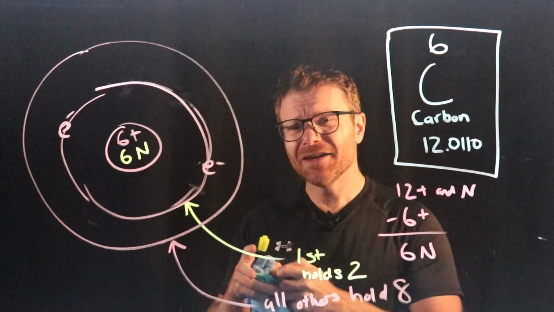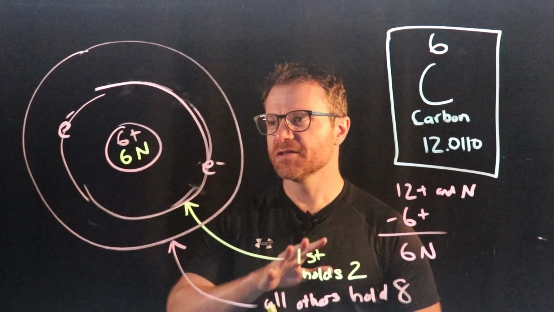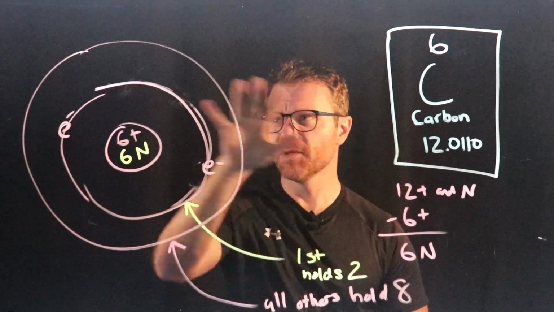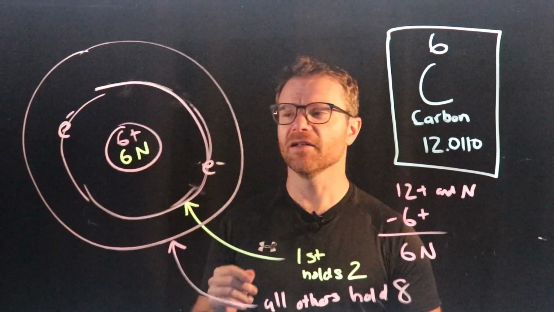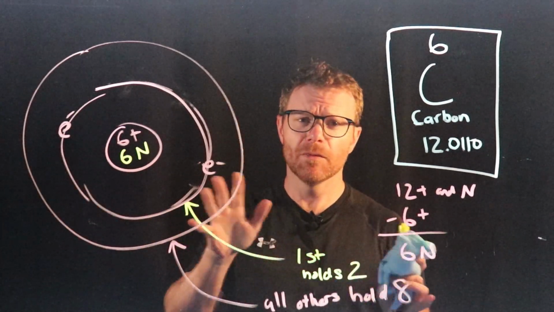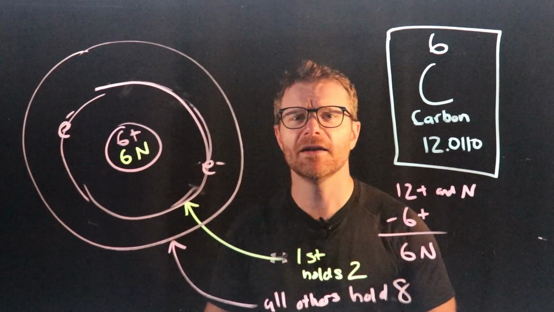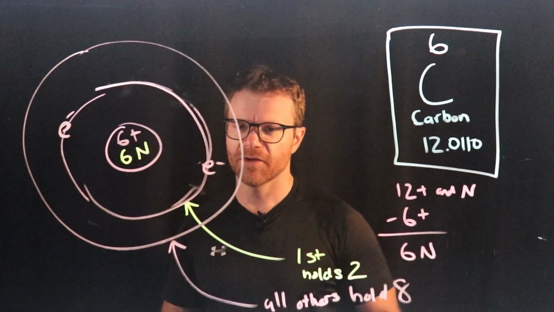Bohr models are kind of an oversimplification, and they don't really work for transition metals and all kinds of stuff, but for most representative elements, it's a great way to understand the electrons and valence electrons in an atom. So know that as you're working with Bohr models, it's a way of helping to understand an atom, but it is an oversimplification.